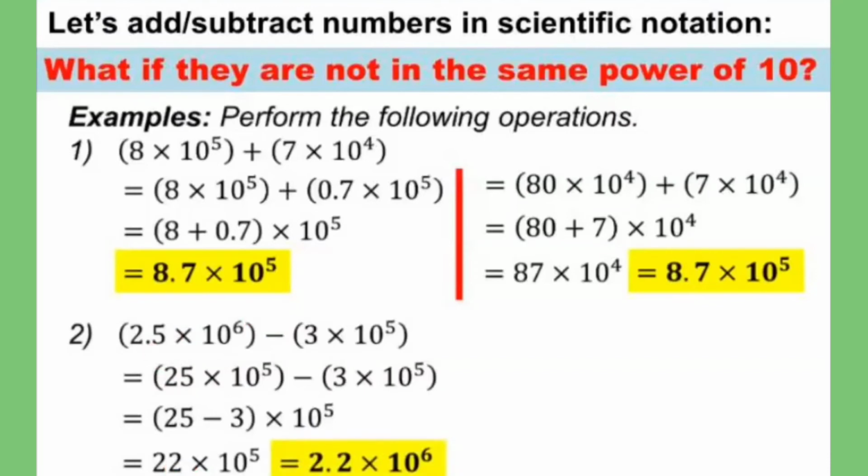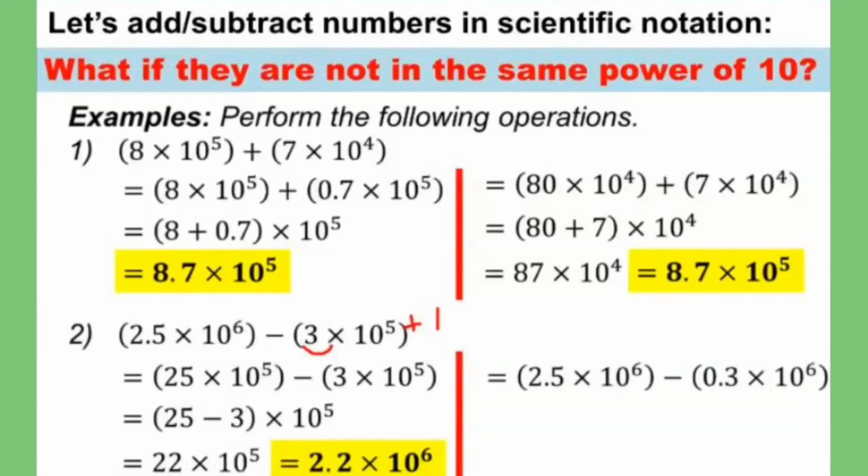Another way to solve this one is, we move the decimal point in 3 times 10 raised to the power of 5. Kailangan nating dagdagan ng 1 ang exponent. At para mangyari ito, we have to move the decimal point 1 unit to the left side. We will have 2.5 times 10 raised to the power of 6 minus 0.3 times 10 raised to the power of 6. Then we subtract.